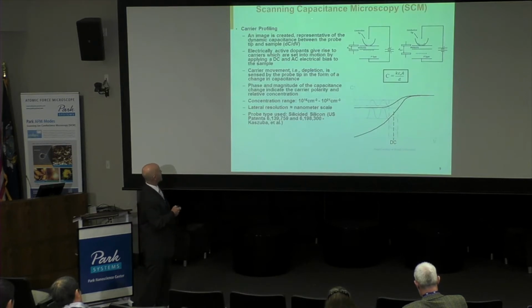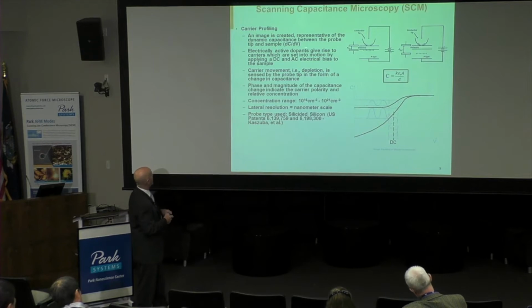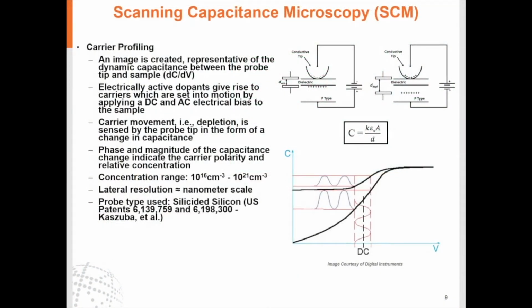So let's talk about scanning capacitance microscopy. It's a dynamic technique in which an image is created representative of the capacitance between the probe and the sample, whereby we're collecting data based on the electrically active dopants in a semiconducting material. Essentially, the way that we're doing it, we're sensing the depletion capacitance.